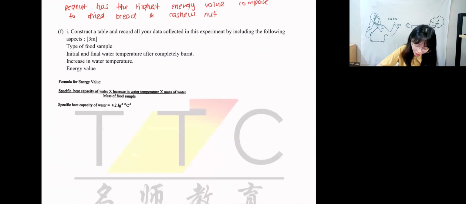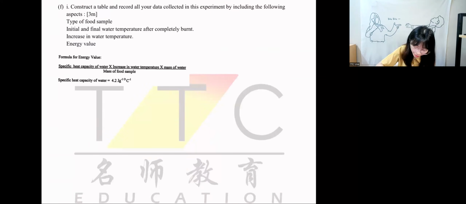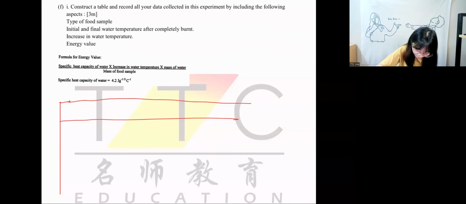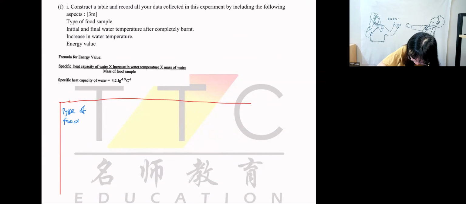So first, you have to write type of food, initial and final temperature, increase in temperature, energy value. They give you the energy value. How to draw a table? Just draw a normal table, like how you usually draw it. I just agak-agak draw a few things for you to see lah, okay? Use my very limited drawing. Okay, never mind. I just write the words first. Type of food.